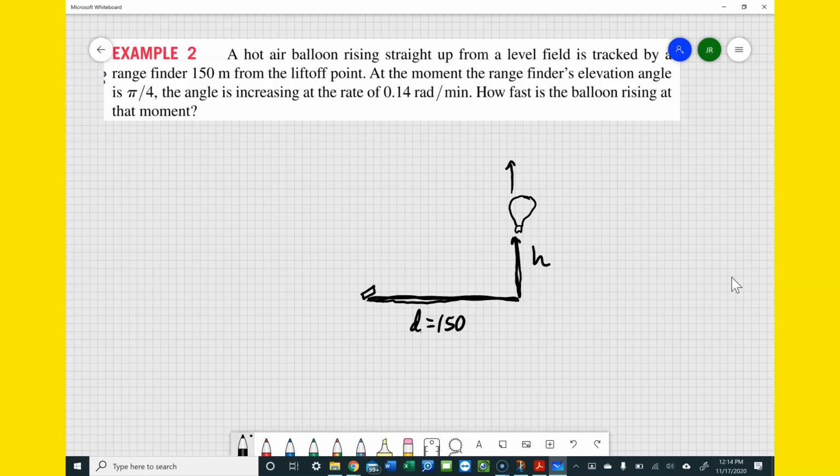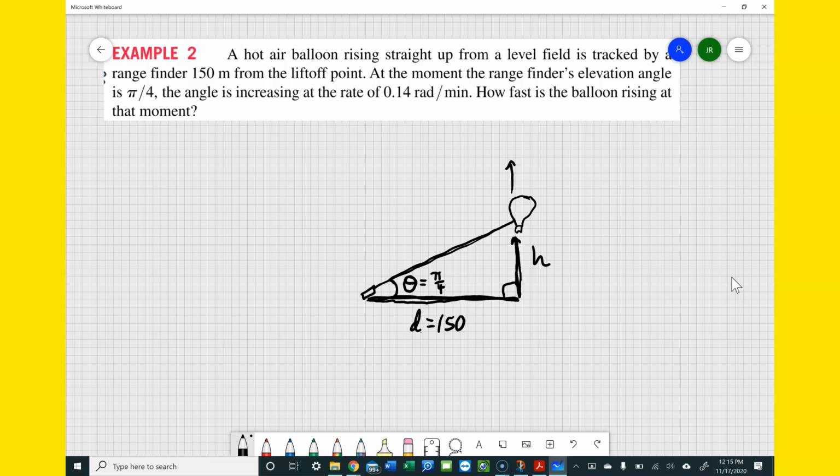All right. And I believe I see a good shape to make, don't you? At the moment, the rangefinder's elevation angle. So the elevation angle is the angle from the ground that the rangefinder is rotated above. So that is the angle theta right here. And you can obviously tell what shape we're going to be looking at now. A right triangle. But the moment that the elevation angle is pi over 4. So at this moment, that elevation angle is pi over 4.